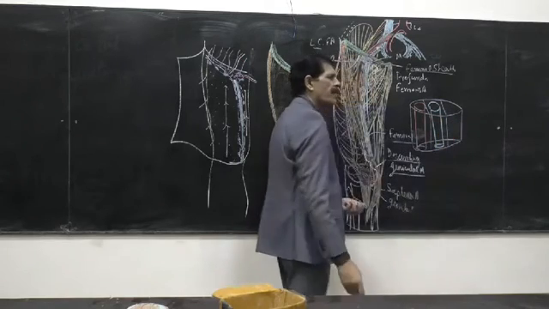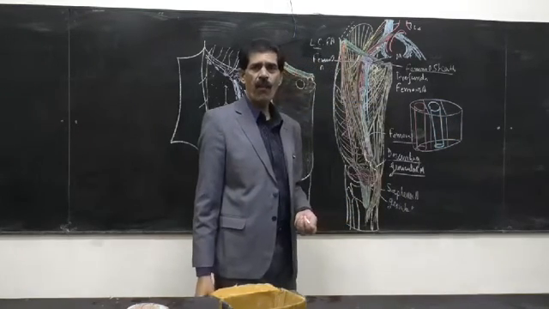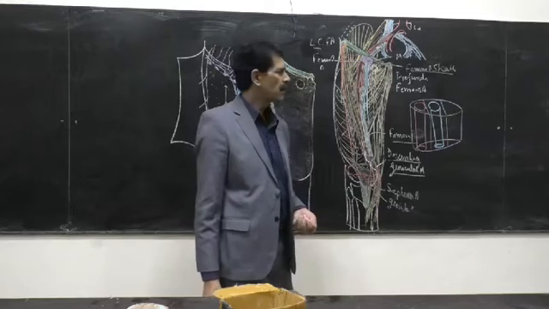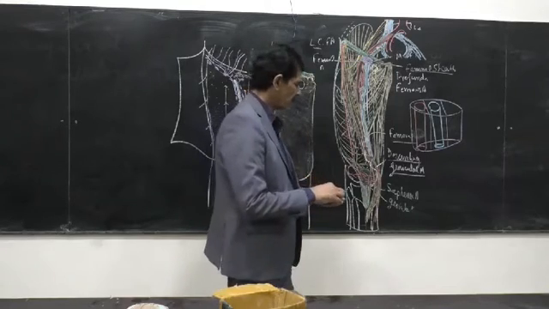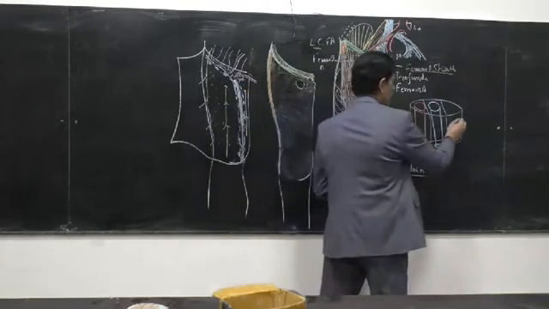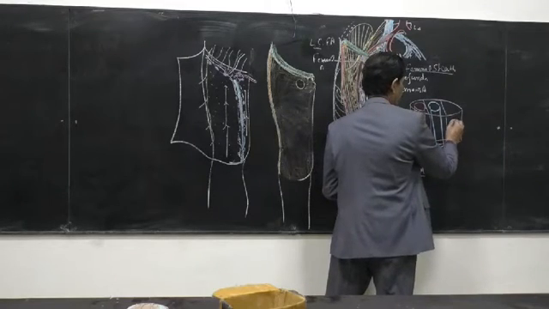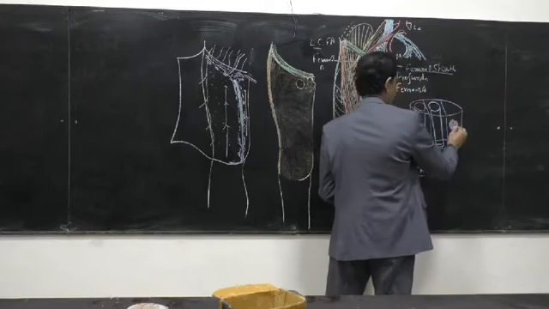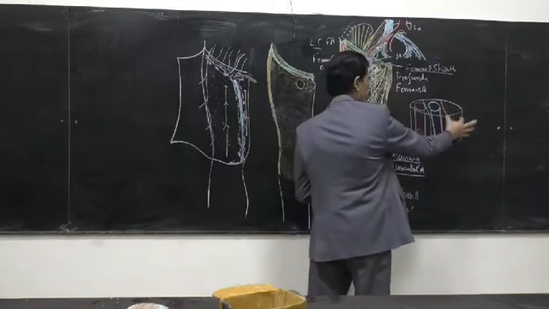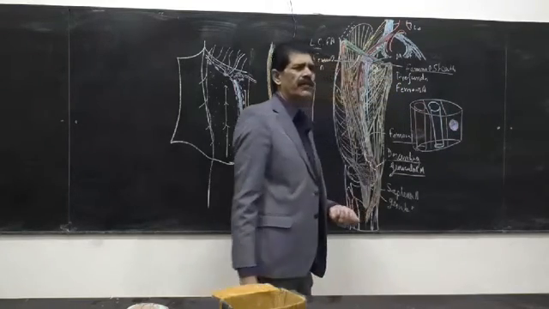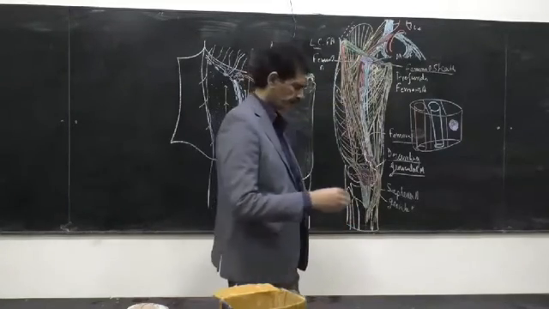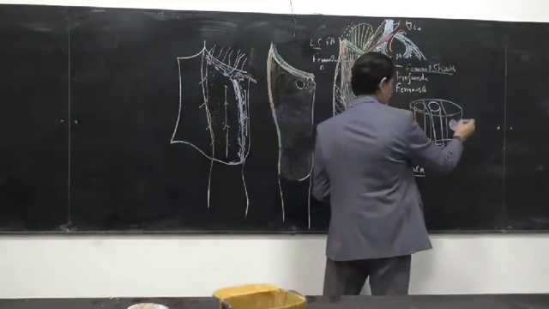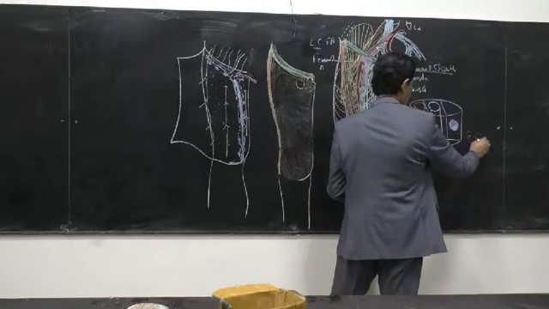The medial compartment is empty. It is only having one single structure, that is the single deep inguinal lymph node. And this medial compartment of the femoral sheath is called the femoral canal.